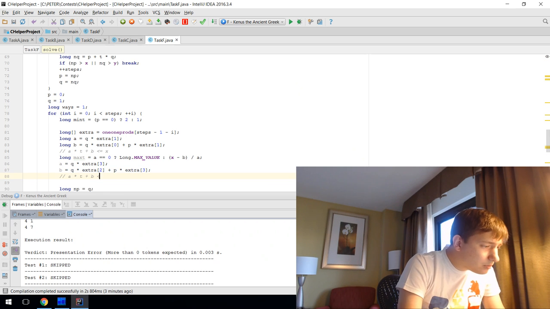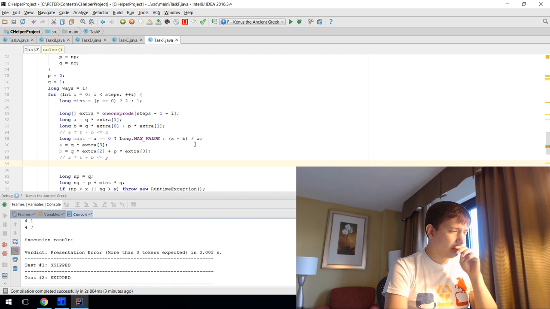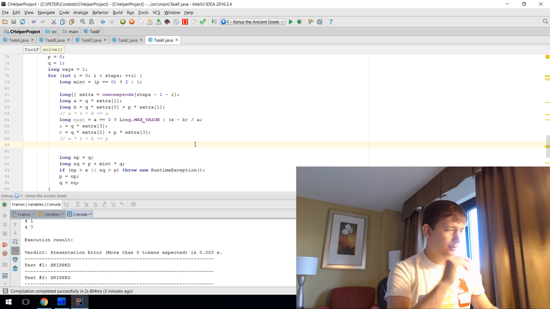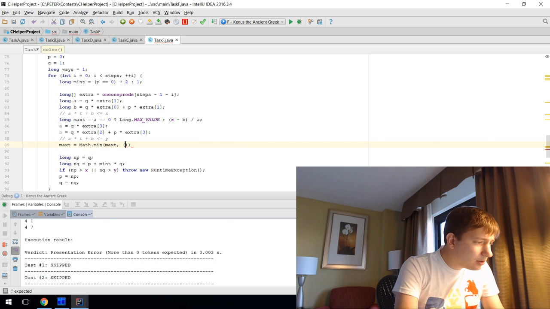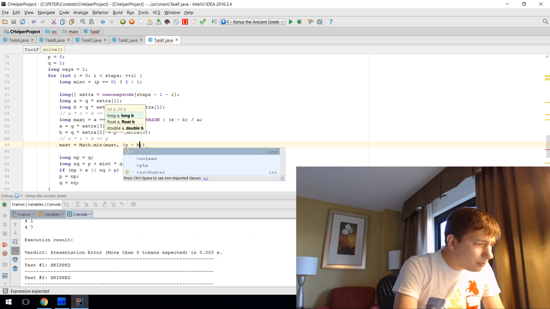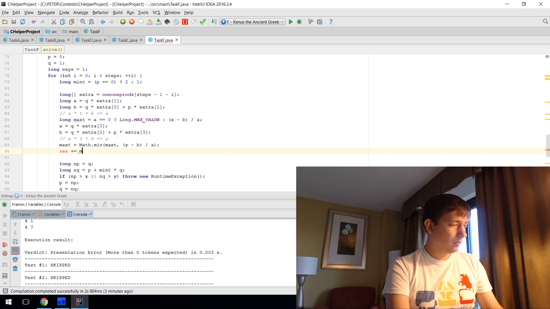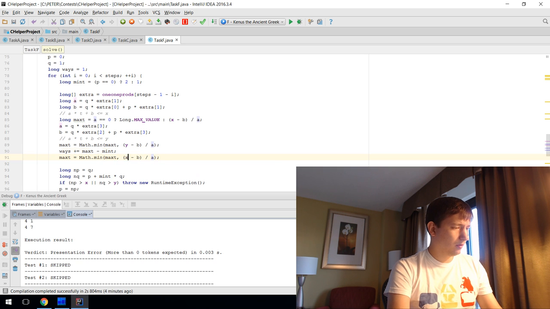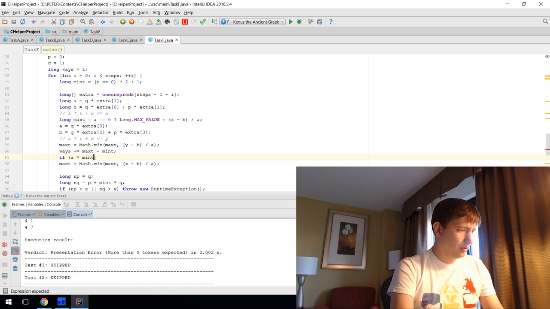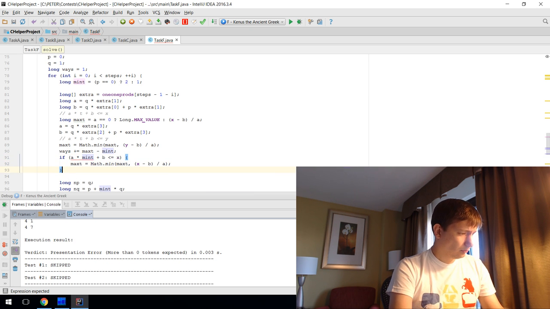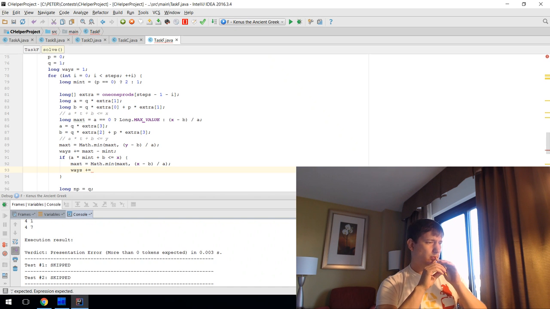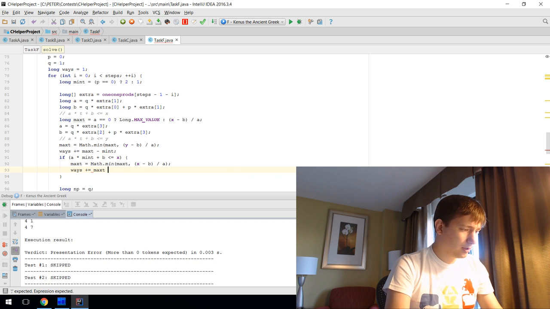And a times t plus b is less than y. Max t equals min, max t, y minus b divided by a. Then ways equals max t minus min t, and now if it's less than x, right? A times min t plus b is less than x. Ways plus equal max t minus min t.